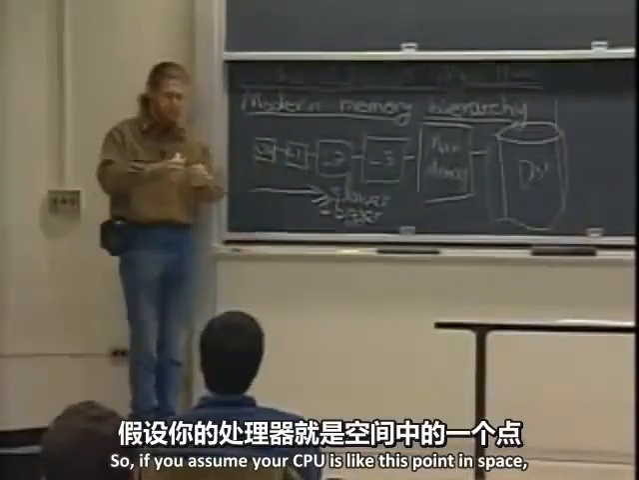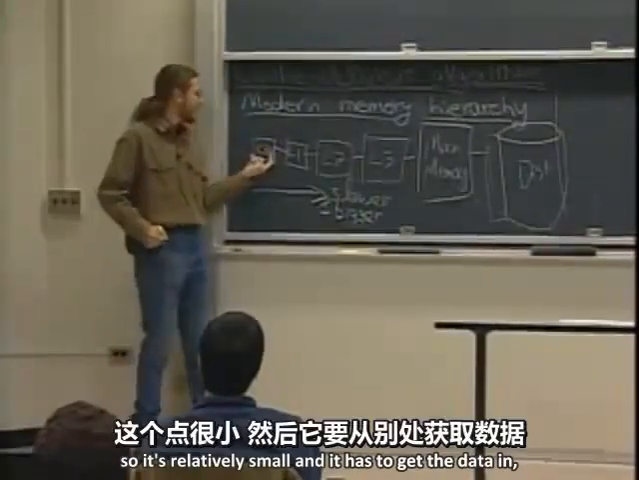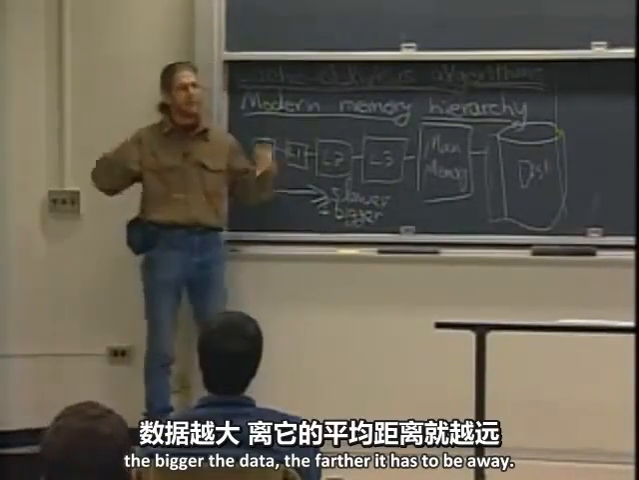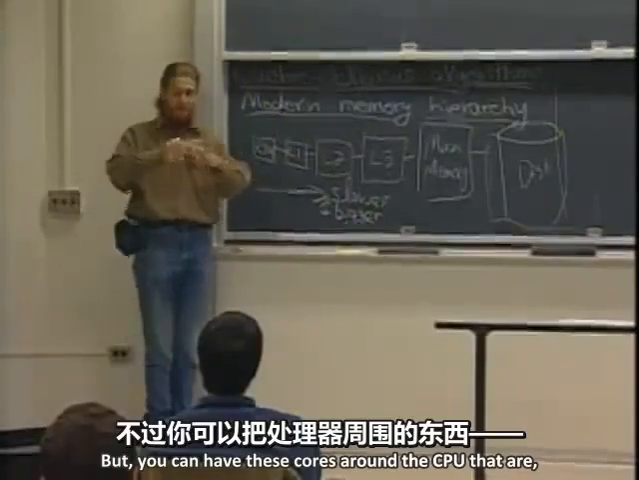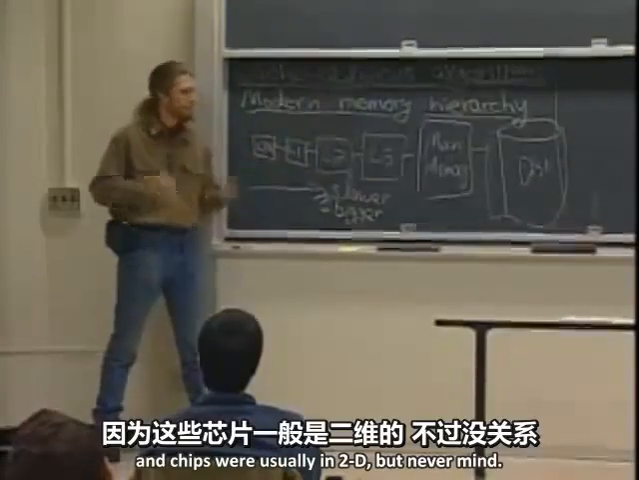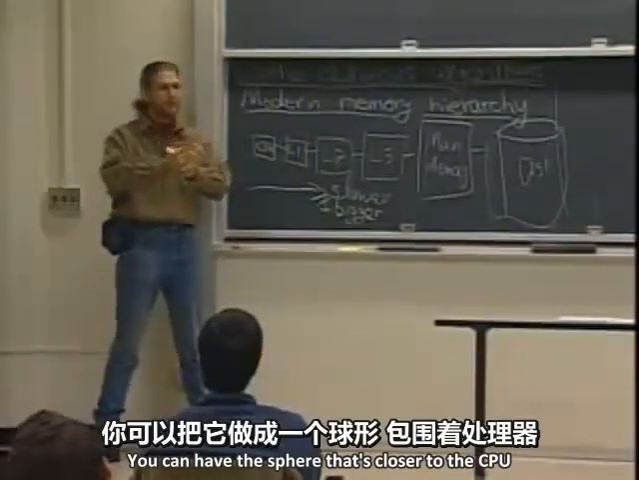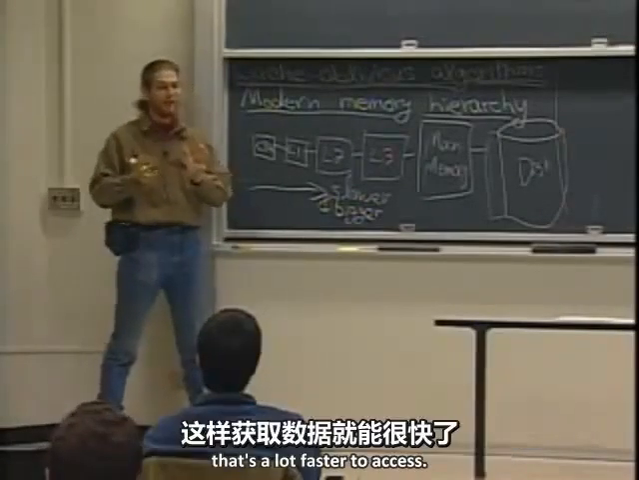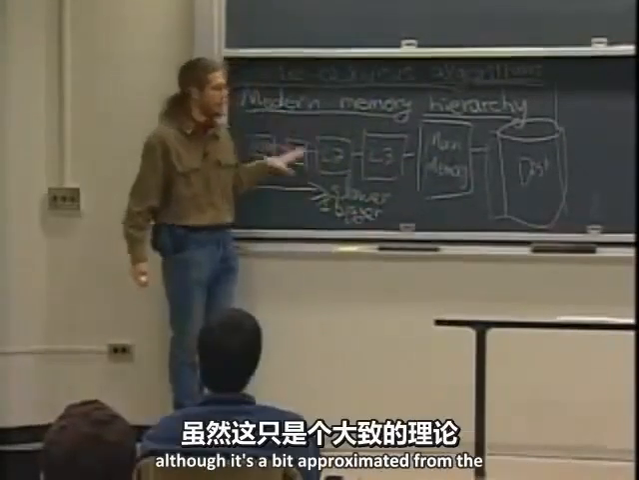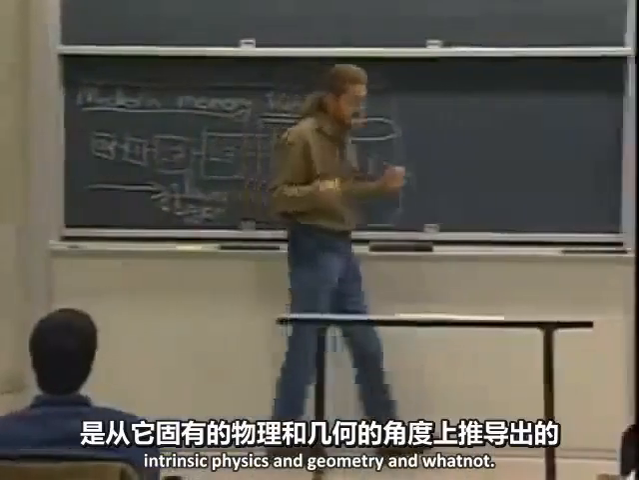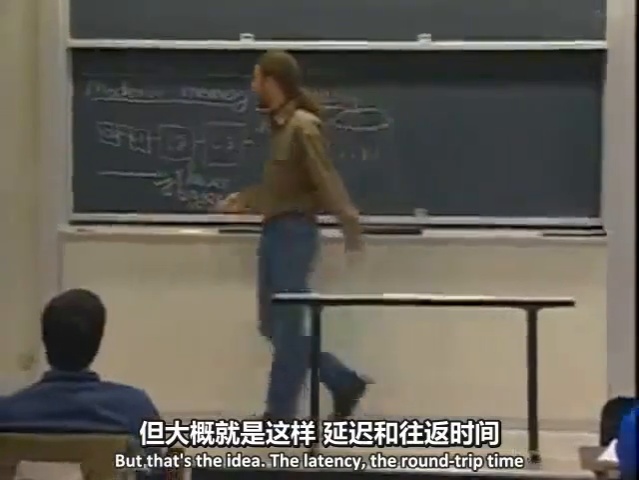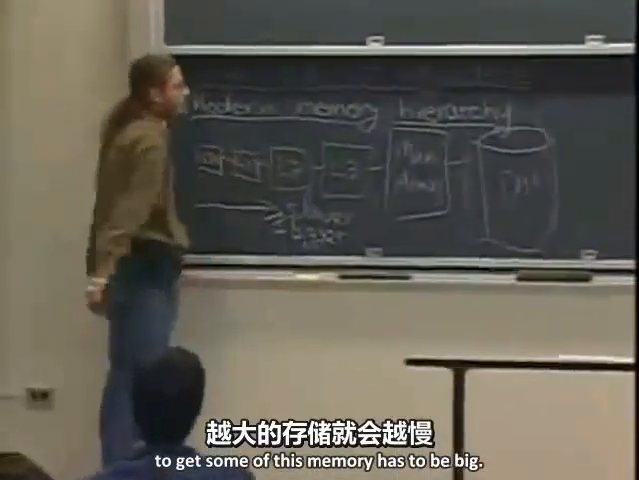So if you assume your CPU is like this point in space, so it's relatively small, and it has to get the data in, the bigger the data, the farther it has to be away. But you can have these cores around the CPU. We don't usually live in 3D; in chips, we're usually in 2D. But never mind. You can have this sphere that's closer to the CPU that's a lot faster to access. And as you get farther away, it costs more. And that's essentially what this model is representing, although it's a bit approximated from the intrinsic physics and geometry and whatnot. But that's the idea. The latency, the round trip time to get some of this memory, has to be big.